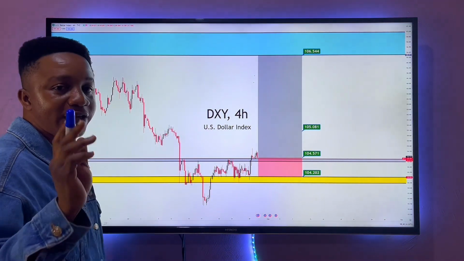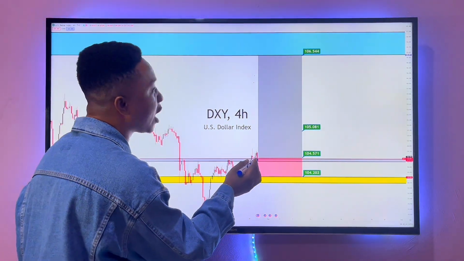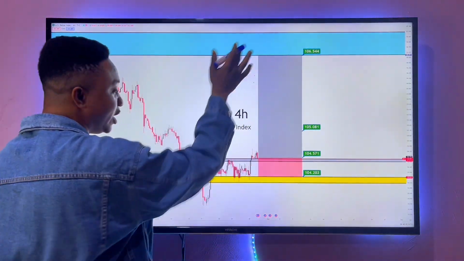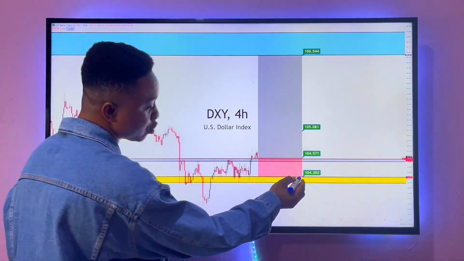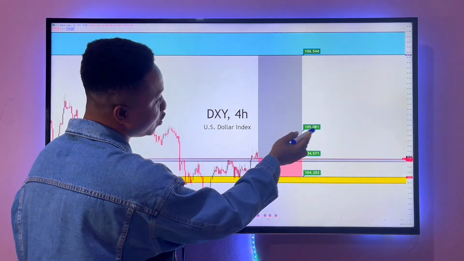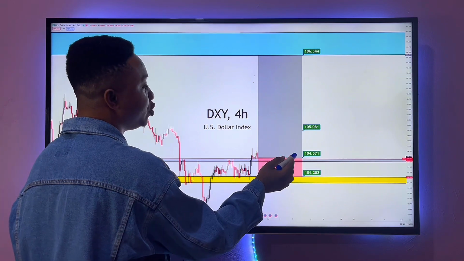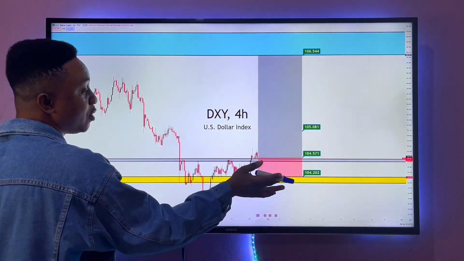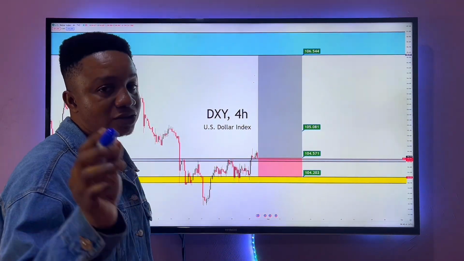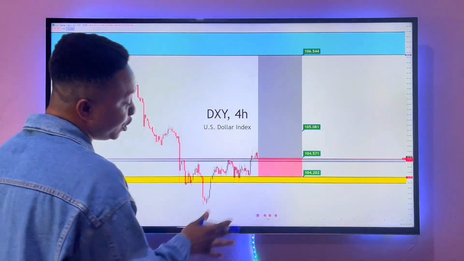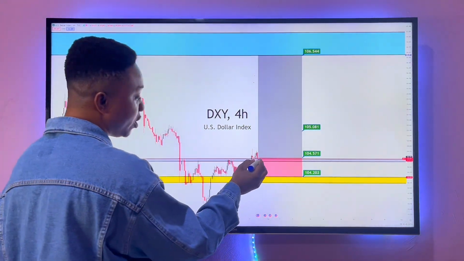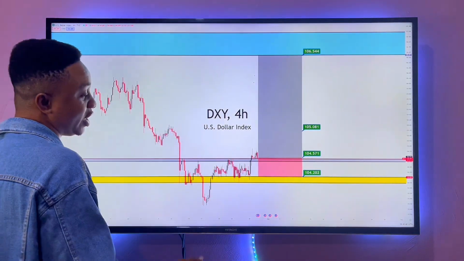So DXY, if you're watching this video, you can pick your entry now into the overall direction, which is to the upside. Okay, we have our stop loss over here, entry, TP1 and then TP2. Once we're able to hit TP1, we move SL to entry and then we're going to reach our final target. So this is my full and complete technical analysis on DXY. As I said, if you're watching this video now, you can pick your entry into this overall direction and then ride with me.